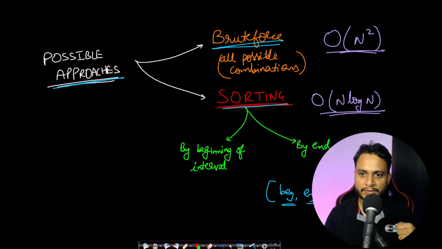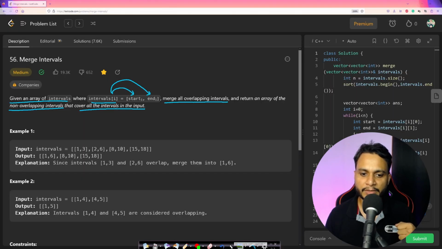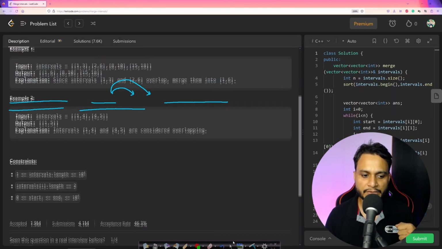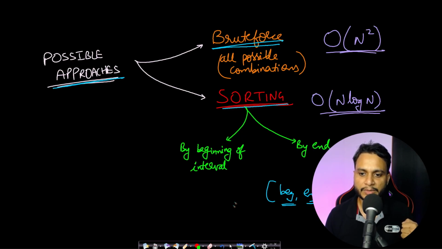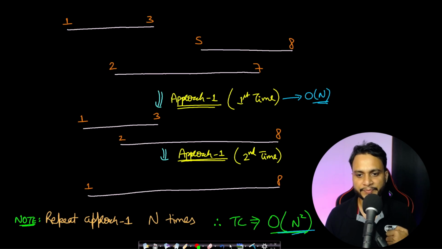But this is not the expected solution in the problem. If you look at the constraint, then the constraint expects something else, right? The interval's length is 10 to the power 4. So if it is 10 to the power 4 and you are applying n square, then it will go to 10 to the power 8. But your solution should run below 1 second. So it should be below 10 to the power 8. So something better than n square will be accepted. So let's try to apply the sorting algorithm.